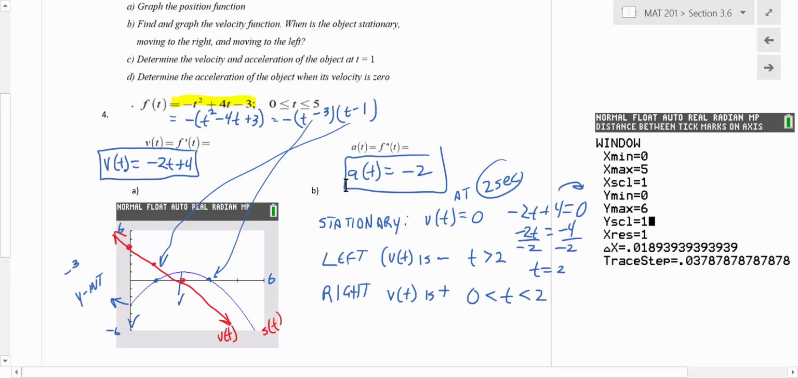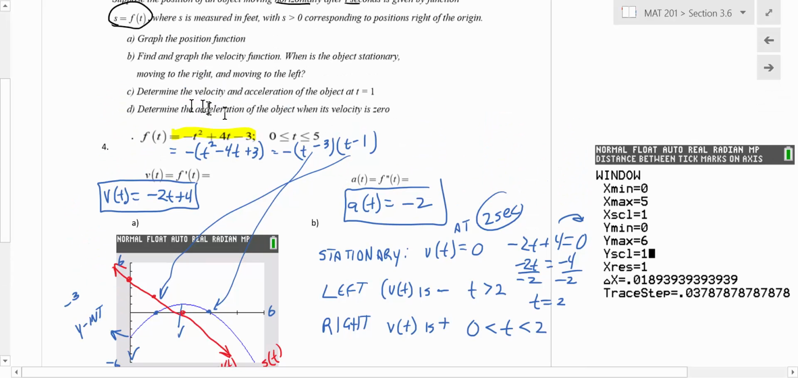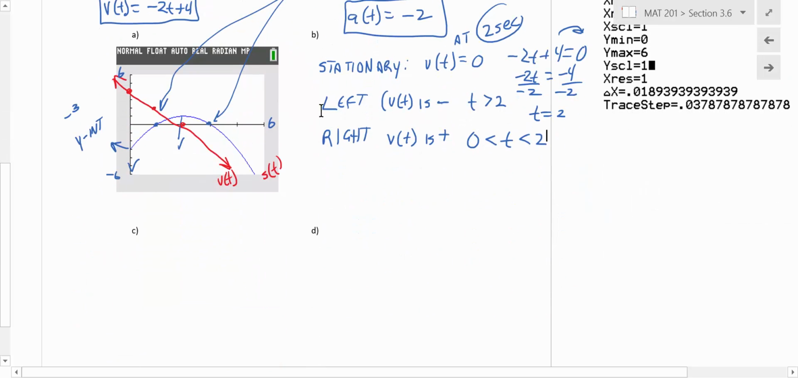Okay, all right. Two other things we want to do. Part C, determine the velocity of the object at t equals 1. First of all, let's write down the velocity, which was -2t plus 4.